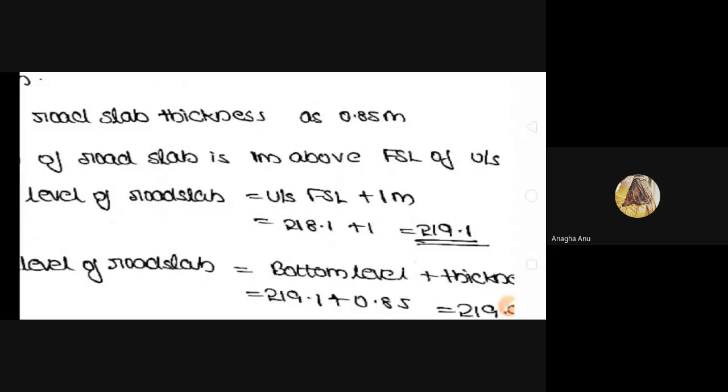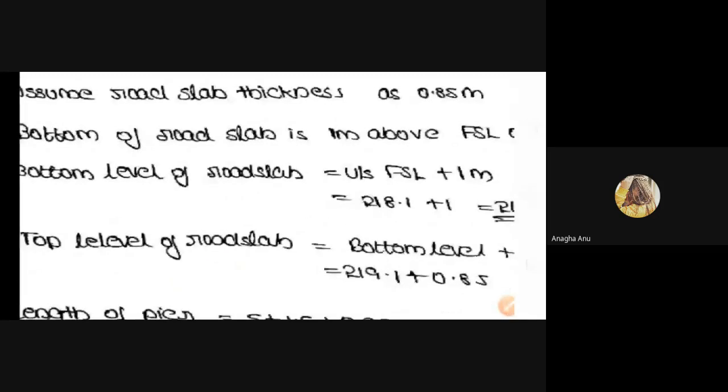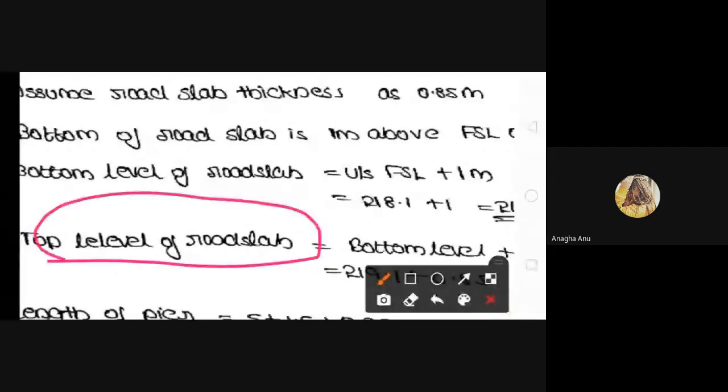Okay, then we need to find out the top level of road slab. We know that the bottom level is 219.1 and the thickness that we assumed is 0.85. Then what will be the top level of road slab? Top level of road slab will be equal to bottom level plus the thickness of the road slab. Then what will be the answer?